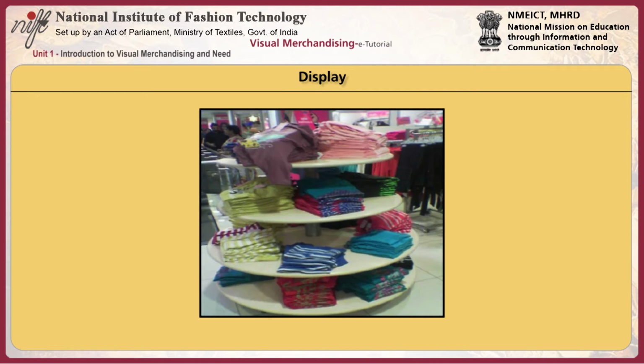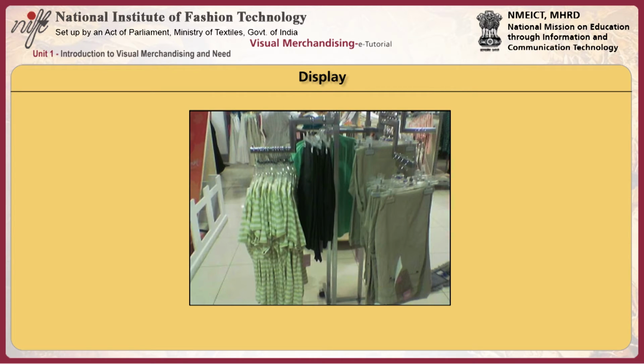Coming to the next image, you can see the gondola, which is on the floor, and you have merchandise displayed on the gondolas. Moving over to the next part, we have four-way racks, which are again a part of the store. Now four-way racks can be at the same level or they can be at different levels.